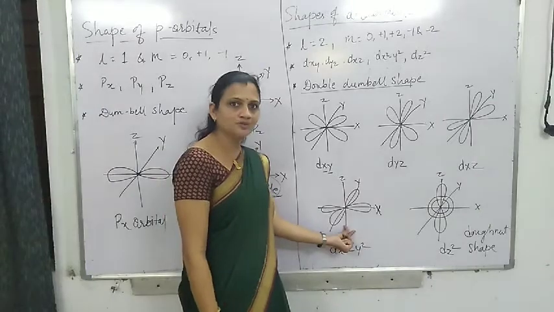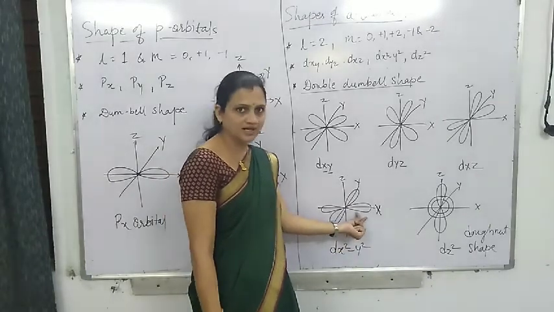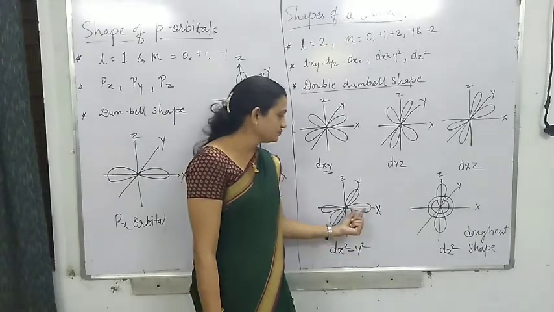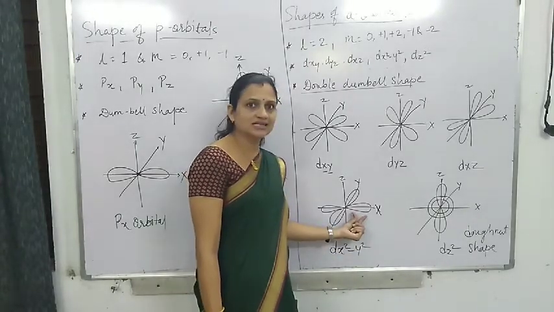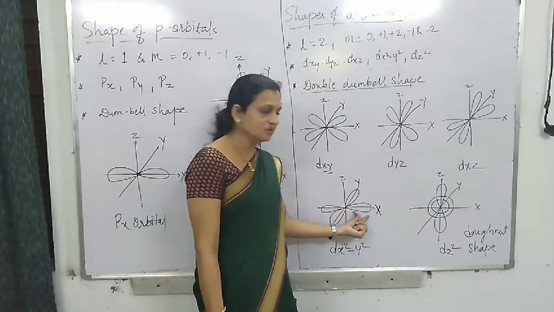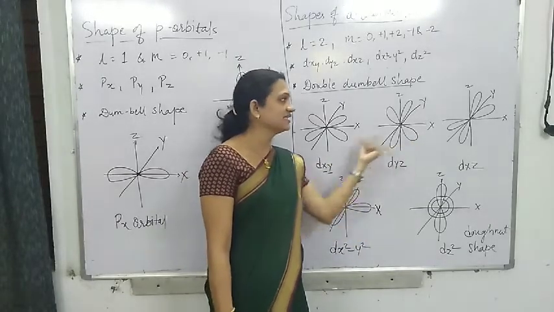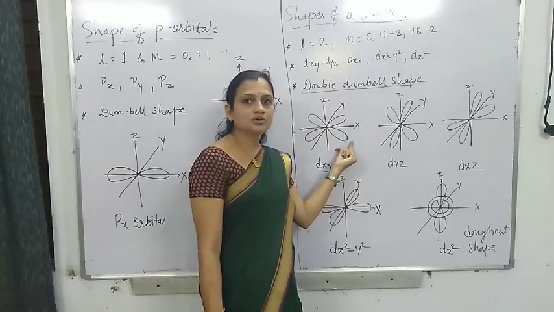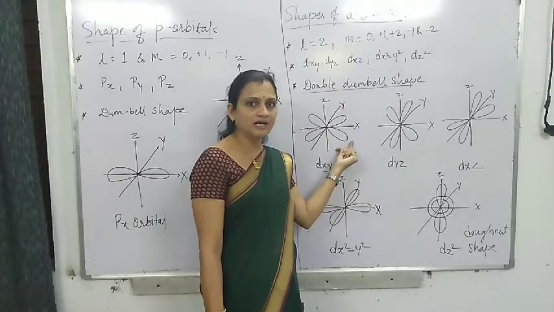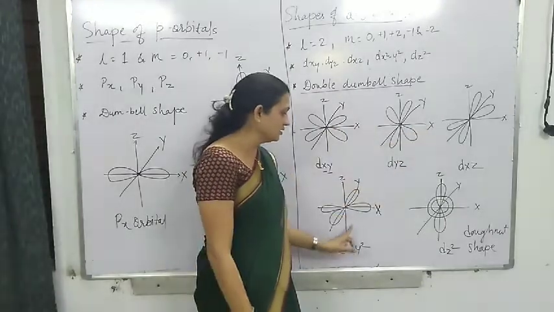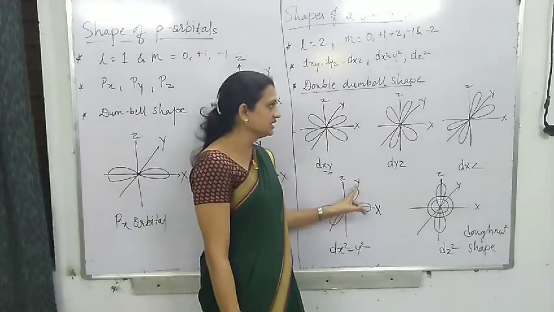Here these lobes are on the axis. For the x square minus y square, the lobes are along the axis, on the x and y axis. And for these three, dxy, dyz and dxz, the lobes are in between the two axes. Lobes means this dumbbell shape. So these are the double dumbbell shaped d orbitals.